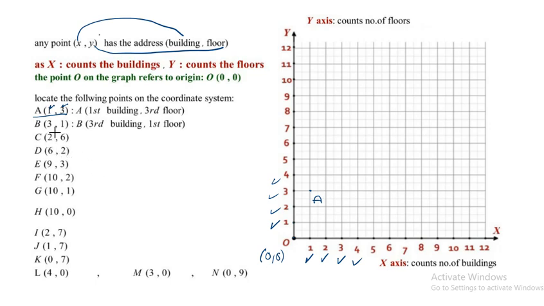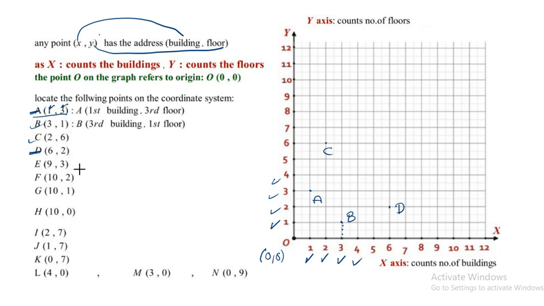Point B, 3 and 1. Again, we begin with the number of the building. Building 3. This is building 3. Floor number 1. We move up till we meet floor 1. This is A and B. Point C, 2 and 6. Building 2, floor 6. Point D, 6 and 2. Building 6, floor 2. This is D.